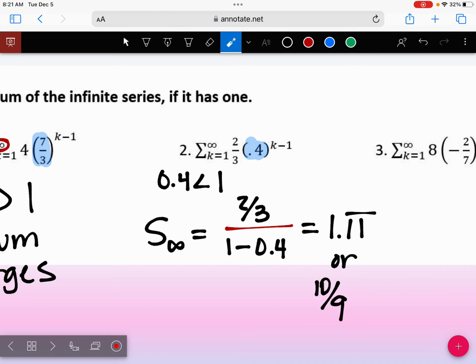Number 2, is it negative or positive for number 2? Positive. Positive.